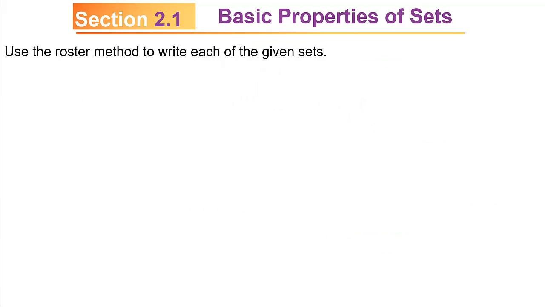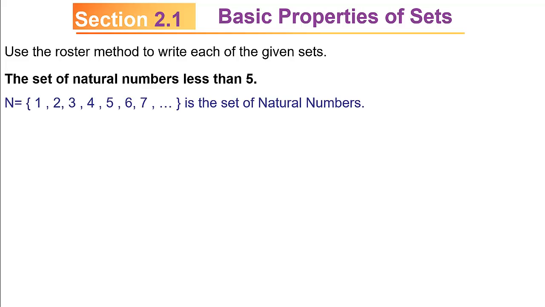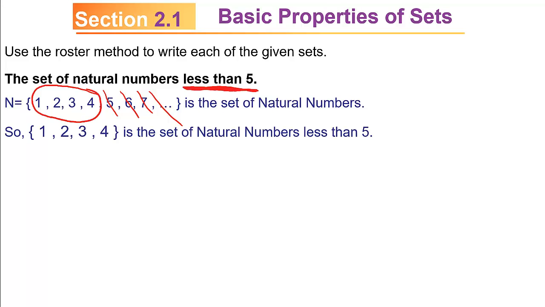How about this? Use the roster method to write each of the given sets. The set of natural numbers less than 5. Remember, the natural numbers are the counting numbers, 1, 2, 3, 4, 5, 6, 7, and on and on. If you only want the ones less than 5, you've got to mark out 5 and everything to the right. So the natural numbers less than 5 consist of the set of elements 1, 2, 3, and 4.